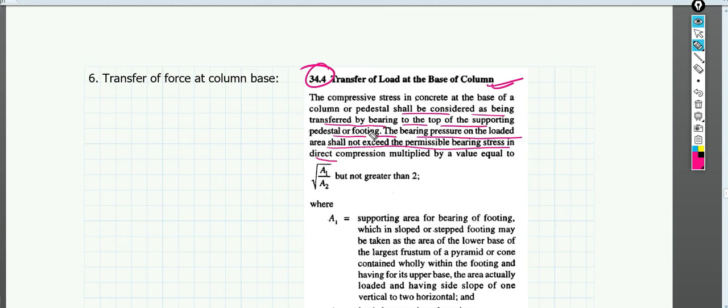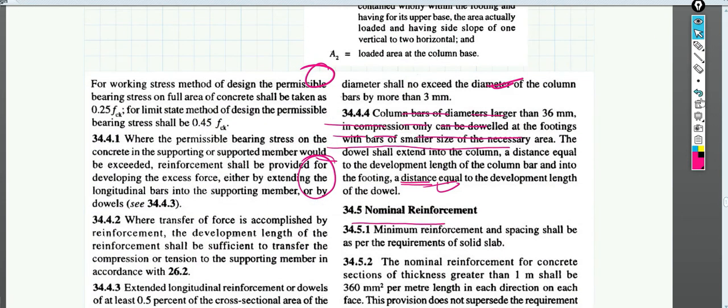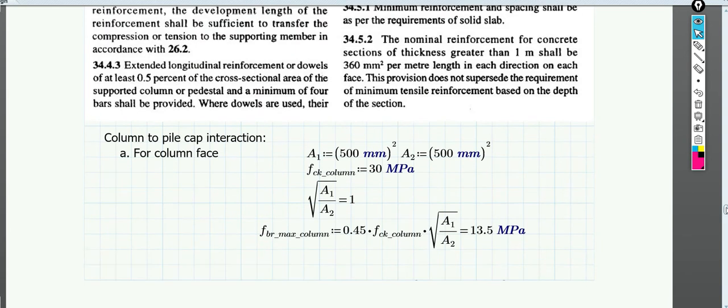root over A1 by A2, but not greater than 2. This should be calculated, where A1 is the supporting area and A2 is the loaded area. For the working stress method of design, the permissible bearing stress on full area of concrete shall be taken as 0.25 fck. For the limit state method of design, the permissible bearing stress should be 0.45 fck.